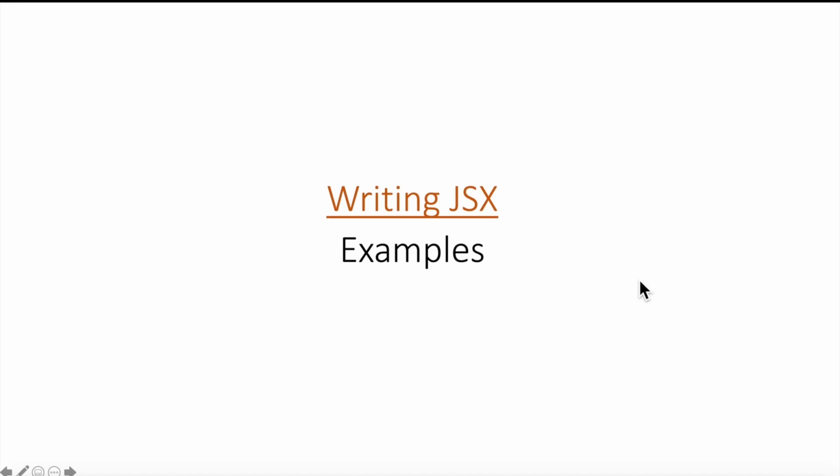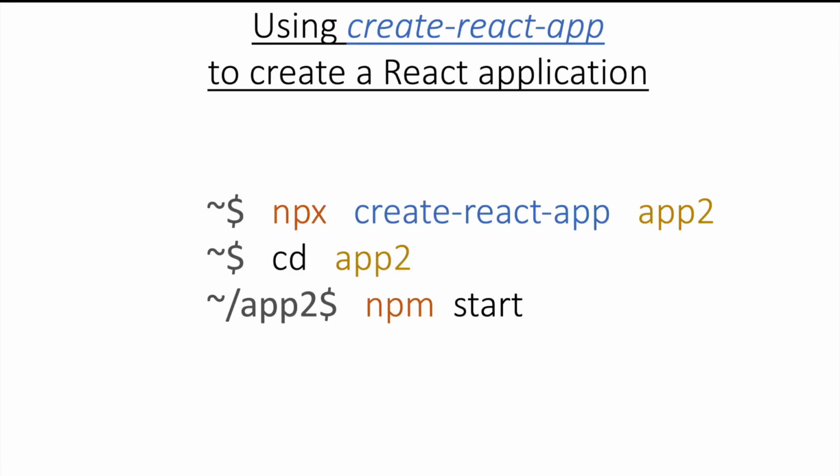Let's write some JSX. To write and test our JSX code, we need a React application. If you have already created a React application using create React app, then use that. Otherwise, create a new React application using the following command: npx create-react-app followed by the name of the application. Here I am giving app2 as my application name.